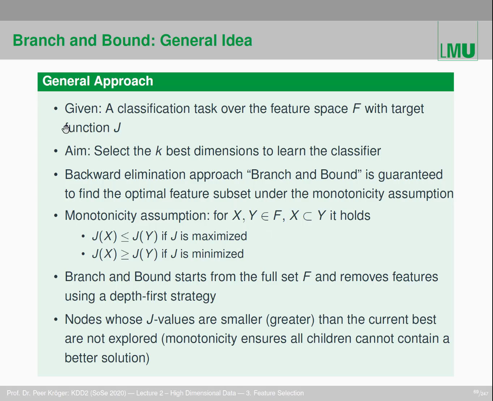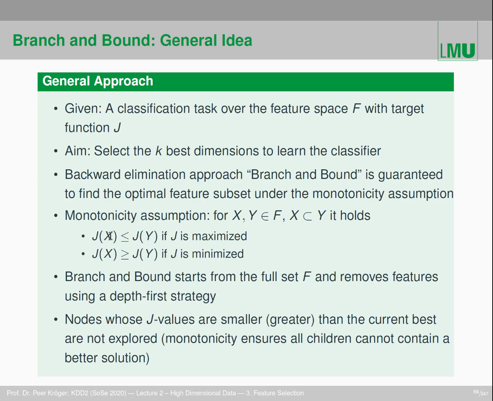And now we assume that we have a monotonic J. The target function is actually the quality measure for the subspaces. So we now assume that this quality measure, the J here, is monotonic. That means for any two subspaces of the original feature space, where X is a subspace of Y, it holds that J of X is smaller or equal than J of Y, if J is maximized, and if J is minimized the other way around.